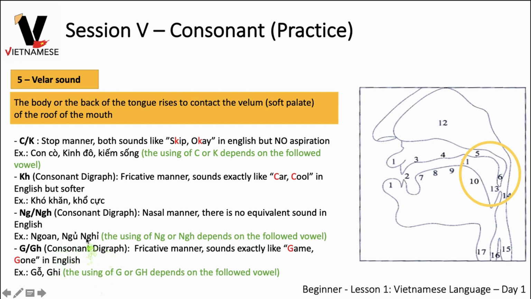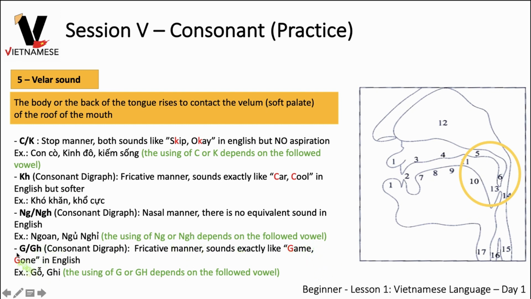Nghỉ. And remember that a lot of people mistake this one for nya. This one we pronounce using this part of the mouth. That is ng, not nya. They are different. And this one is also similar to the previous one. The using of ng or ngh depends on the following vowel that we will learn later.